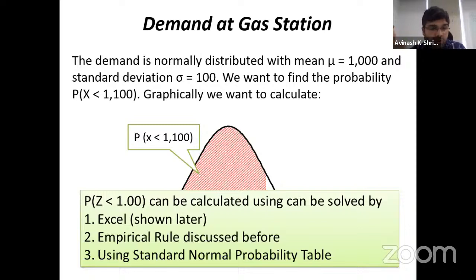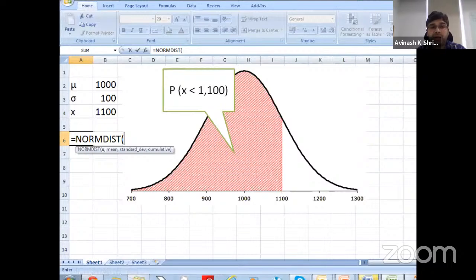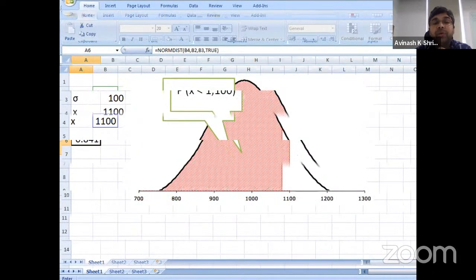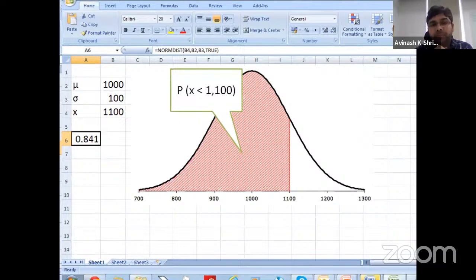So this can be done, obviously, on Excel or SPSS or manually as well, or by looking at the normal table. If we go ahead and try to do that, one can easily do it by writing in Excel equal to normal distribution, and then it will return you the value, while we are putting in these descriptions of mu, sigma, and x bar, right? So it will return you a value, and the value comes to be 0.841.